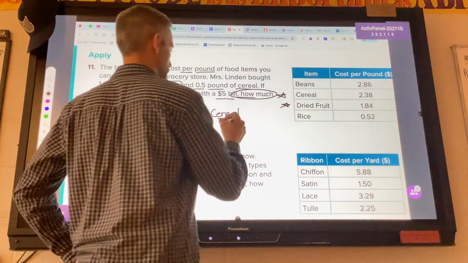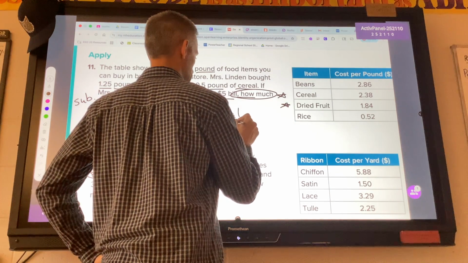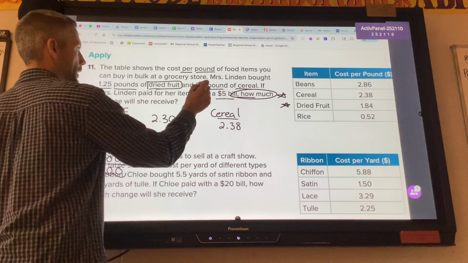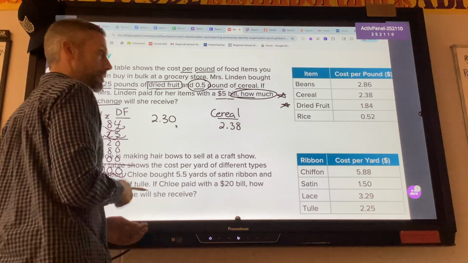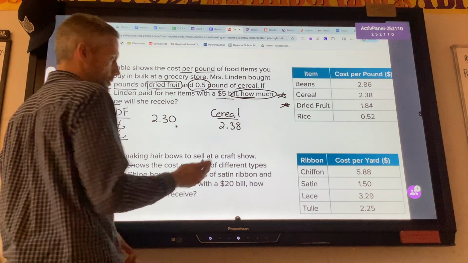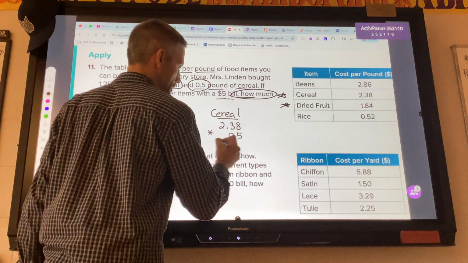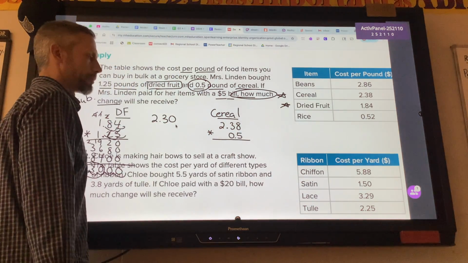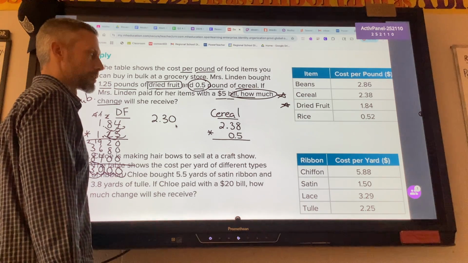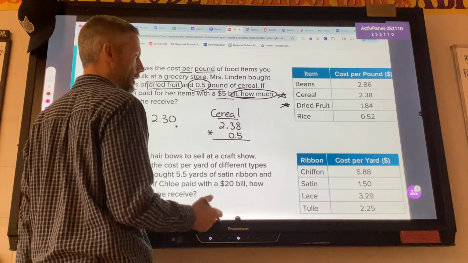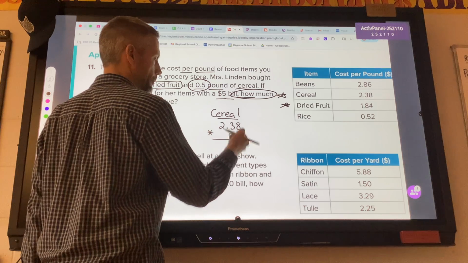Now I'll do the cereal. The cereal is $2.38. This one's going to be easier because they only got 1/2 pound, which technically means you could just cut this in half by dividing it by 2. But since we are multiplying, I'm going to do times 0.5. Notice I did not line up the decimals. Only when you're adding and subtracting you line up the decimals. When you're multiplying, you put the shortest number on the bottom, multiply from bottom to top, right?